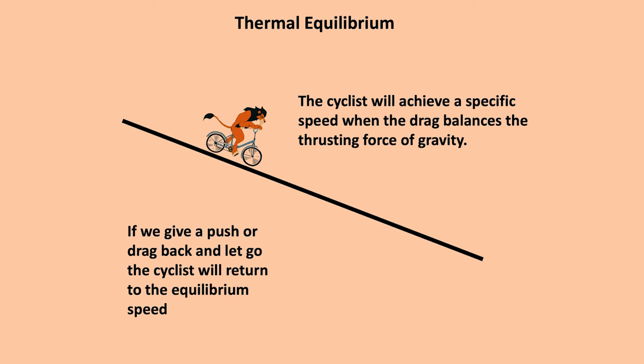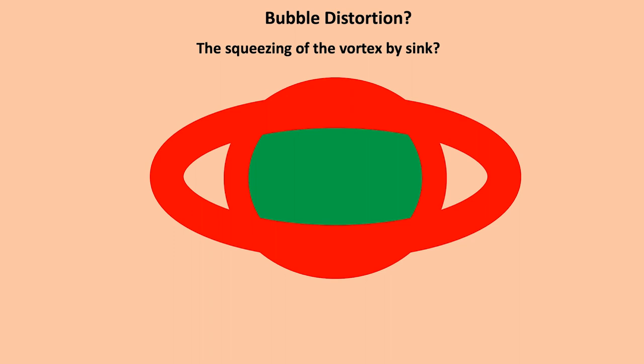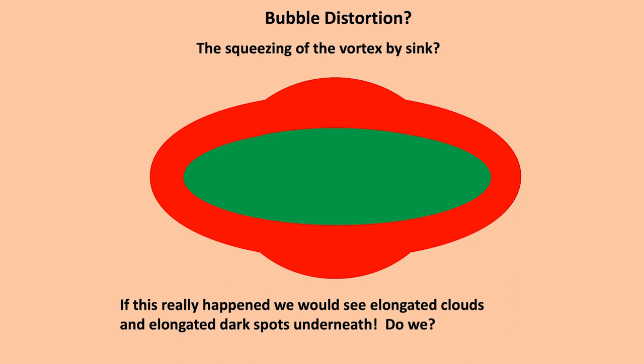Bubble distortion, the squeezing of the vortex by sink. If we end up with sink ploughing down from the cloud above, then we may well anticipate that we would get a vortex shape like that. If this really happened, we would see elongated clouds and elongated dark spots underneath. Do we? Well, the answer is no, we don't.